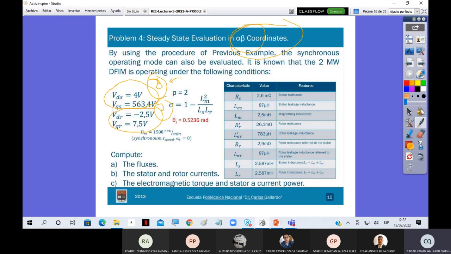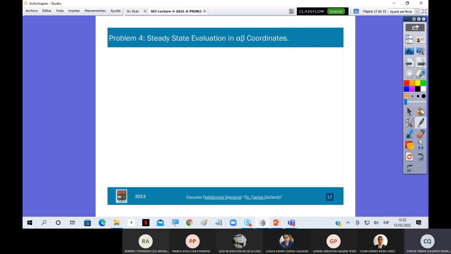So therefore, I need to represent in the alpha beta coordinates. That is the reason I have the data of the angle, in order to evaluate the steady state analysis in alpha beta coordinates. And besides, this is the data from the manufacturer, so I will have the inductances and the resistance. So let's start the analysis with the calculation of the angle.